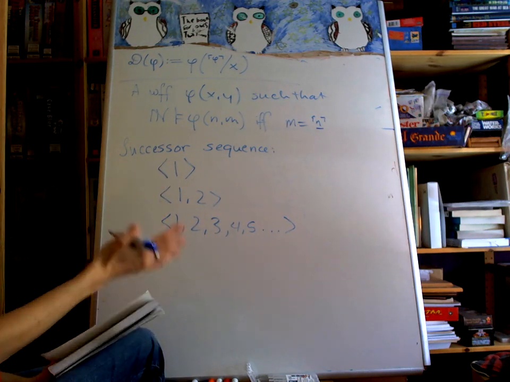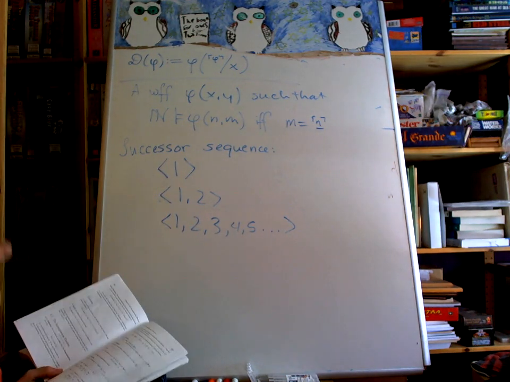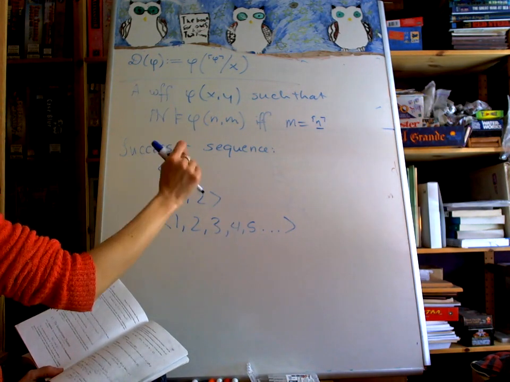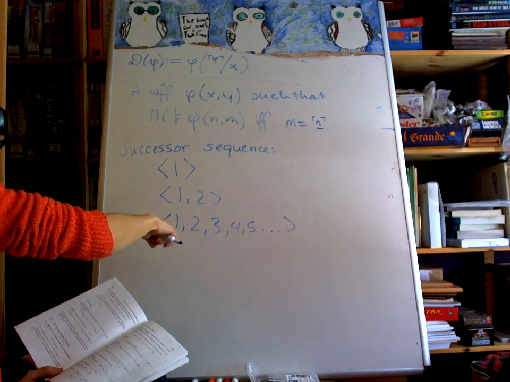All of these are successor sequences, and we can pick out a property that is going to be true of all of the codes of these sequences.